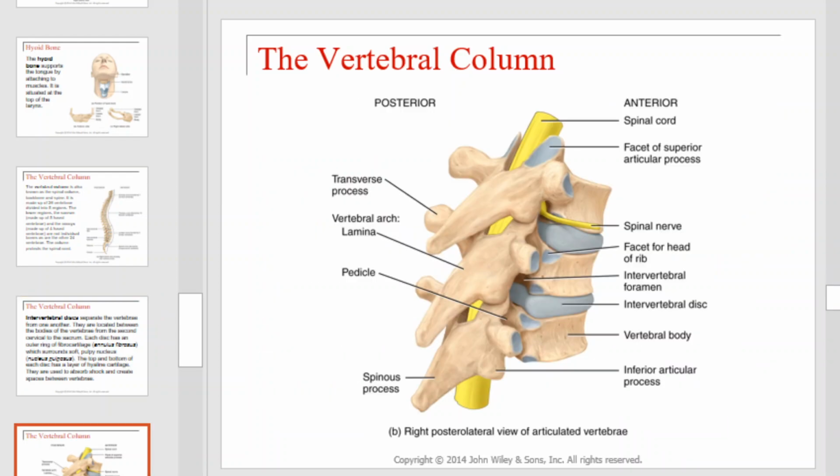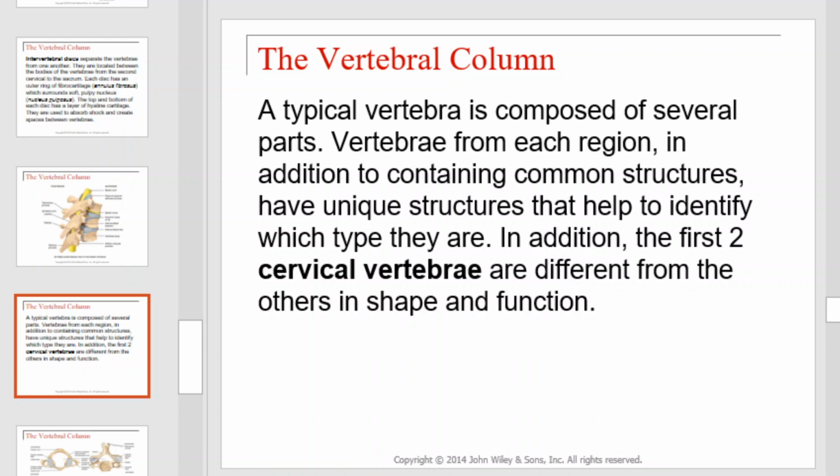This diagram illustrates some of the basic structures of a vertebra and their relationship to the intervertebral discs. A typical vertebra is composed of several parts. Vertebra from each region, in addition to containing common structures, have unique structures that help to identify which type they are. In addition, the first two cervical vertebrae are different from the others in shape and function.